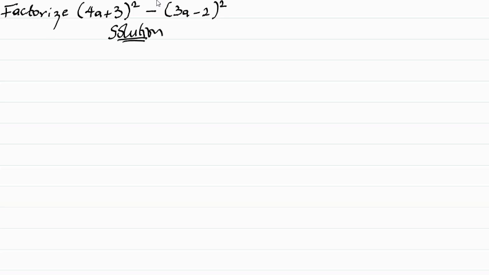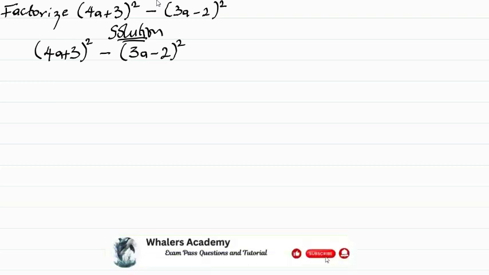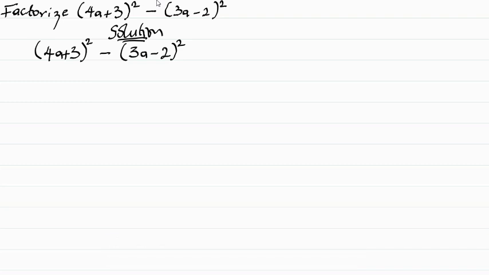We copy out our algebraic expression: (4a + 3)² − (3a − 2)². Before we solve for this, it is important to note that this algebraic expression follows the form known as difference of two squares expression. Difference of two squares expressions are always like this.